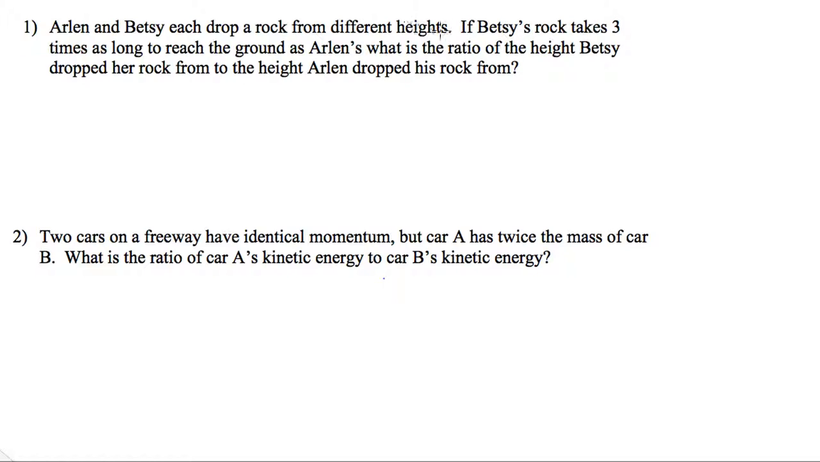So we have this situation here in problem one where Arlen and Betsy drop rocks from different heights. Betsy's takes 3 times as long to reach the ground, so we want to find the height difference, or the ratio of the heights. So let's say time for Betsy gives us height for Betsy, or how far it has to fall, and then time for Arlen equals 3 times the time for Betsy, and then we want to know, height for Arlen over height for Betsy equals what?